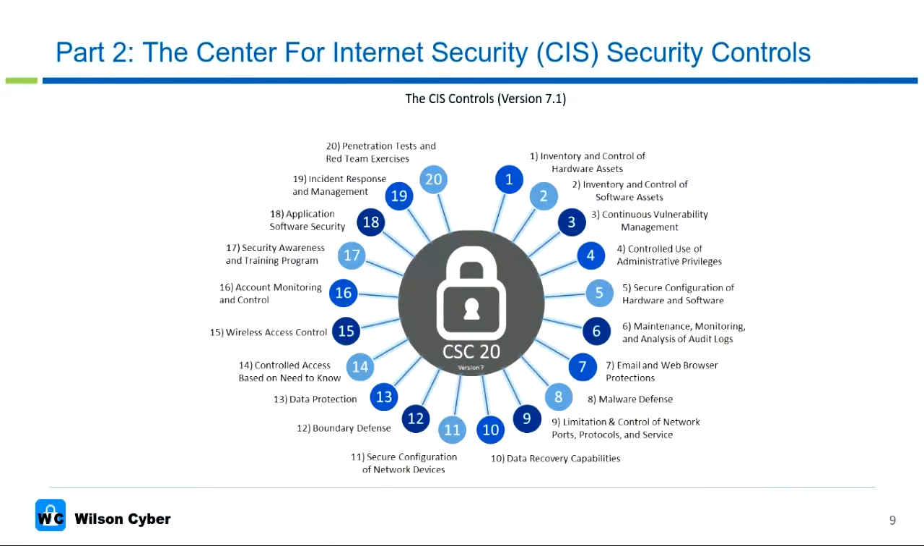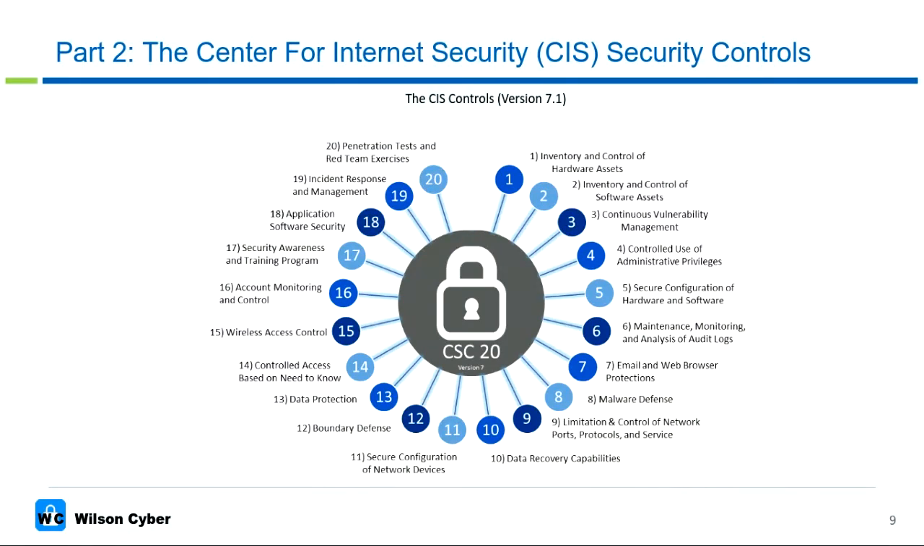So starting with the CIS controls, there are 20 critical controls, and these critical controls are designed to provide basic security capabilities. Control number 1 is inventory control of hardware assets. Number 2, inventory control of software assets. 3, continuous vulnerability management. 4, controlled use of administrative privileges. 5, secure configuration of hardware and software. 6, maintenance, monitoring, and analysis of audit logs. 7, email and web browser protections. 8, malware defenses. 9, limit and control of ports, protocols, and services.